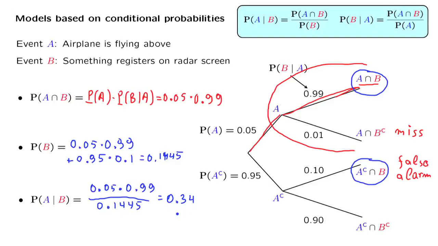So the numerical value of this answer is somewhat interesting because it's pretty small. Even though we have a very good radar that tells us the right thing 99% of the time under one scenario and 90% under the other scenario, despite that, given that the radar has seen something, this is not really convincing or compelling evidence that there is an airplane up there. The probability that there is an airplane up there is only 34% in a situation where the radar thinks that it has seen something.